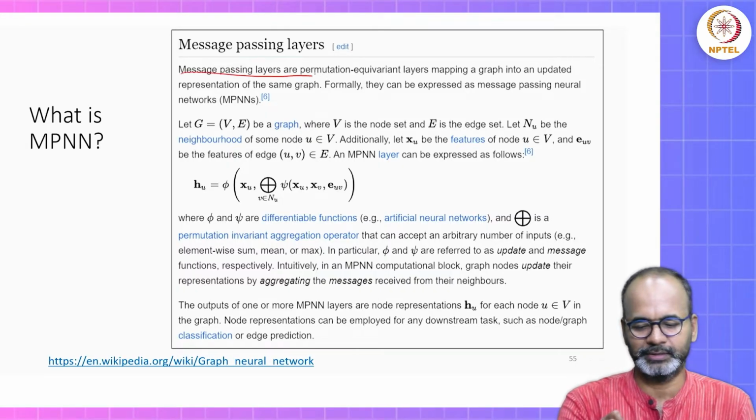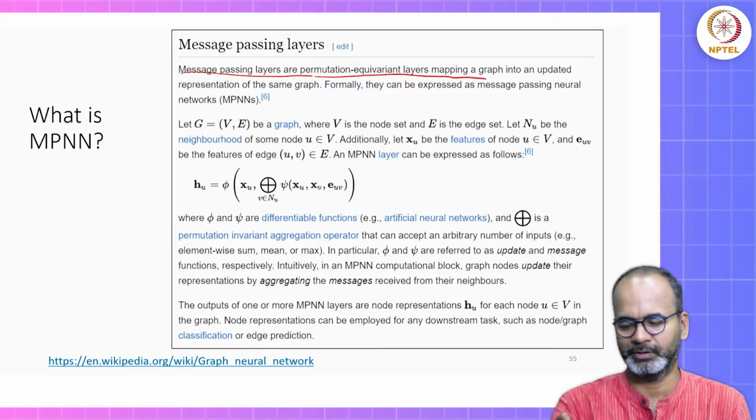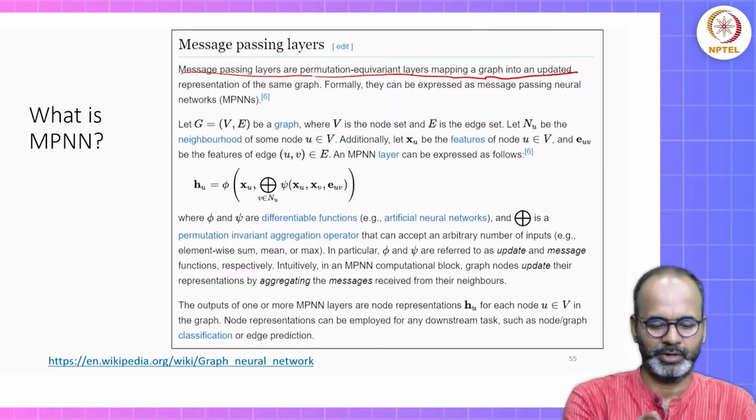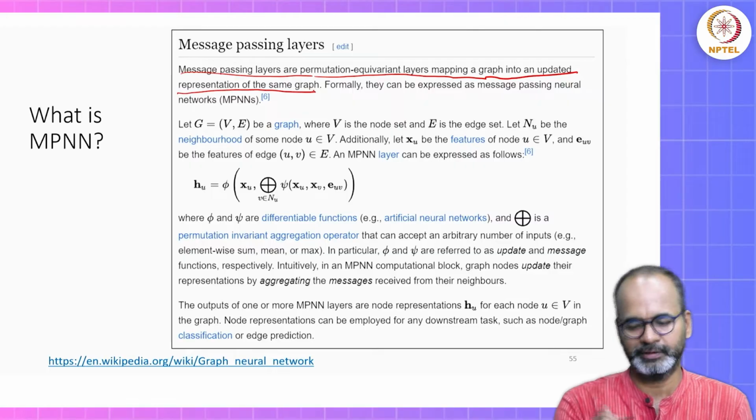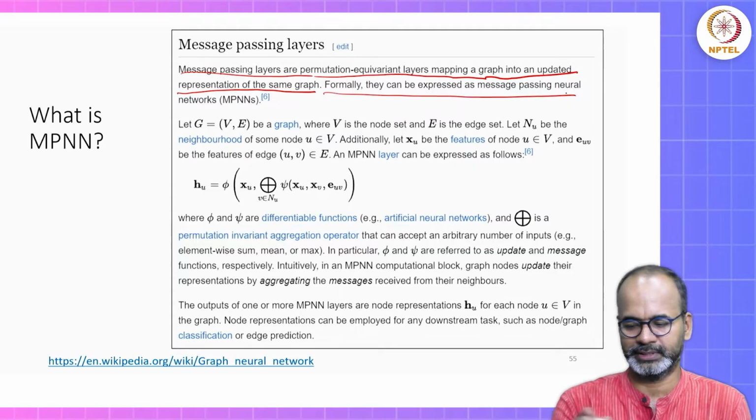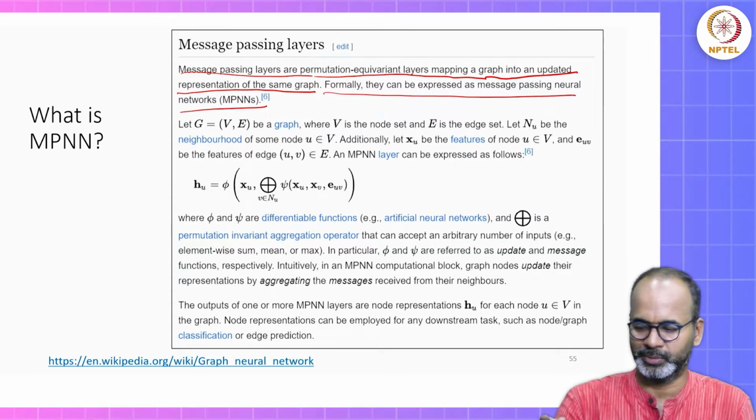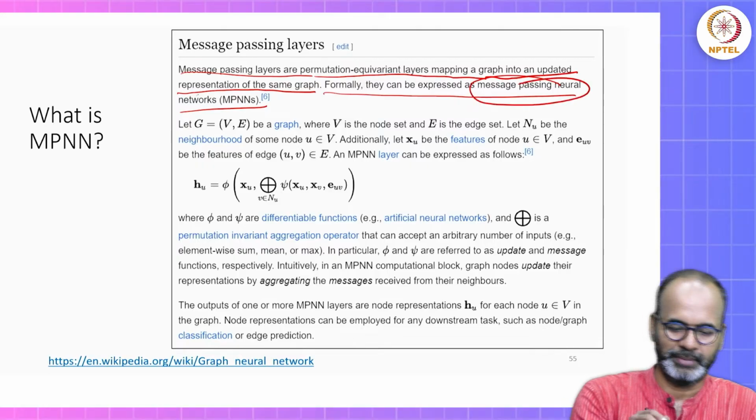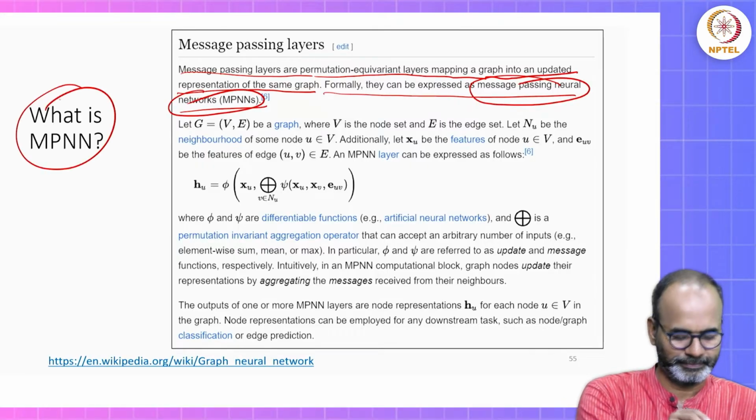Let's go through some ideas in more detail. Message passing layers are permutation-equivariant layers mapping a graph into an updated representation of the same graph. Formally, they can be expressed as a message passing neural network. That's what we are interested in: the message passing neural network.